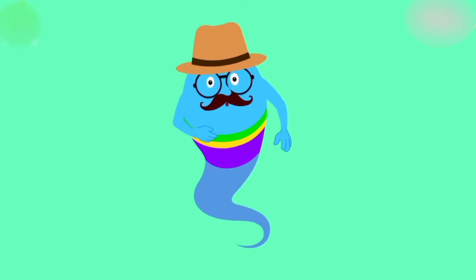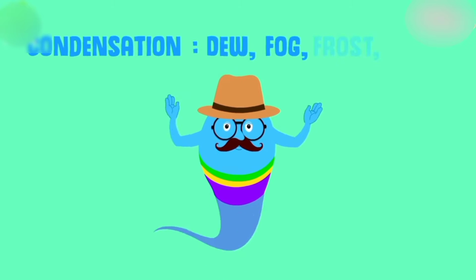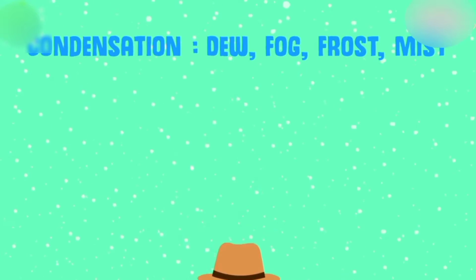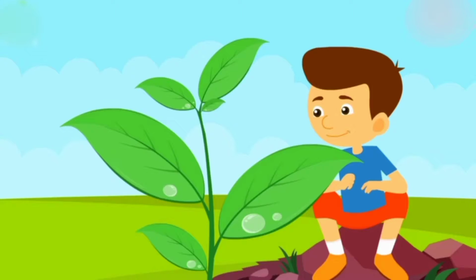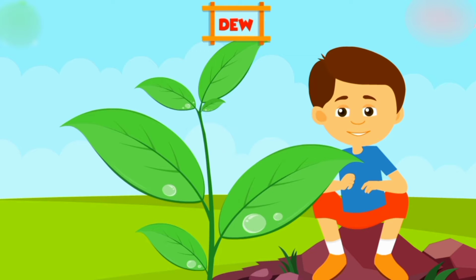Hello friends, today we will learn about condensation and its forms: dew, fog, frost and mist. Dew. Let's learn about them one by one. Dew at dawn. Very small drops of water often cling to grass and plants. This moisture is known as dew.